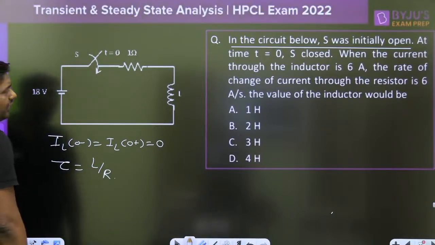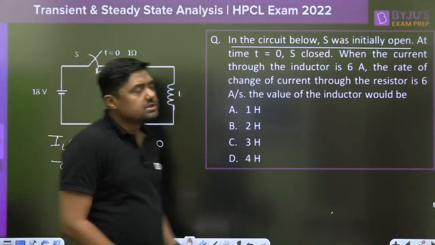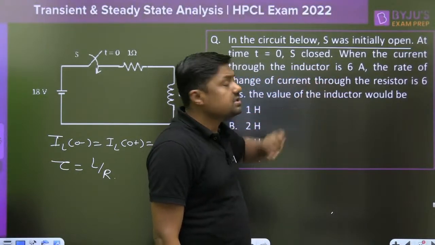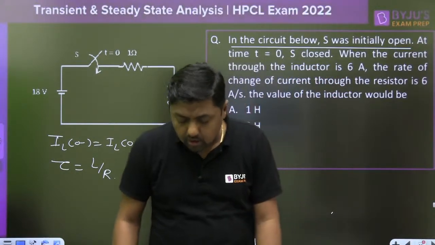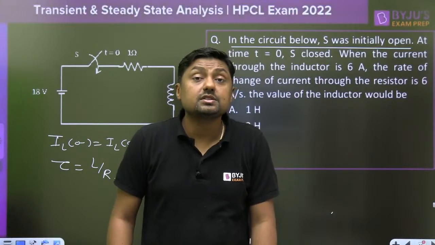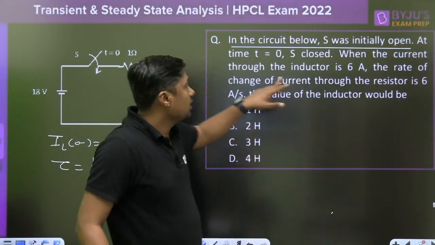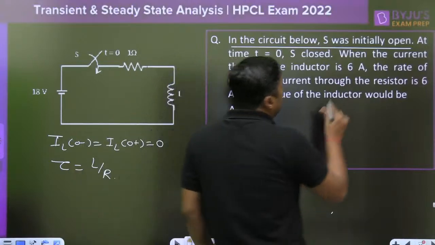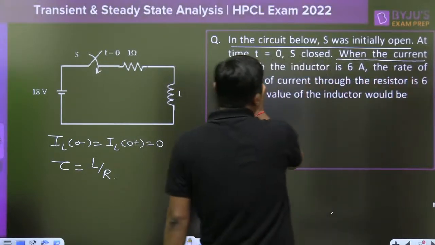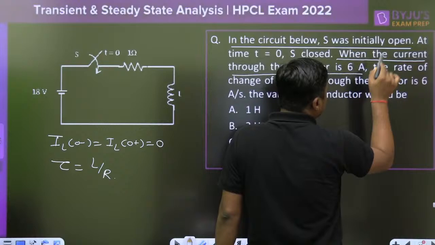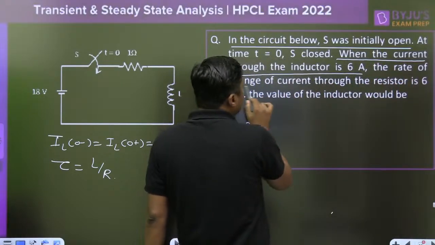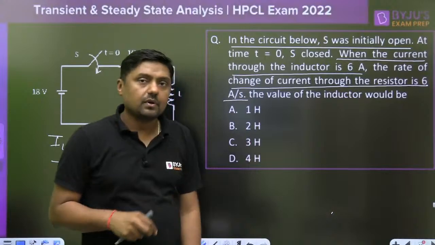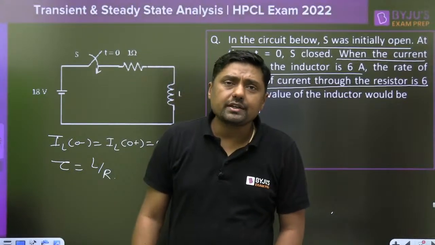You have to find the value of the L. So what information is given here? When the current through the inductor is 6 ampere. This is the complete statement. When the current through the inductor is 6 ampere, at the same time the rate of change of current through the resistor is 6 ampere per second. But these two are connected in series.